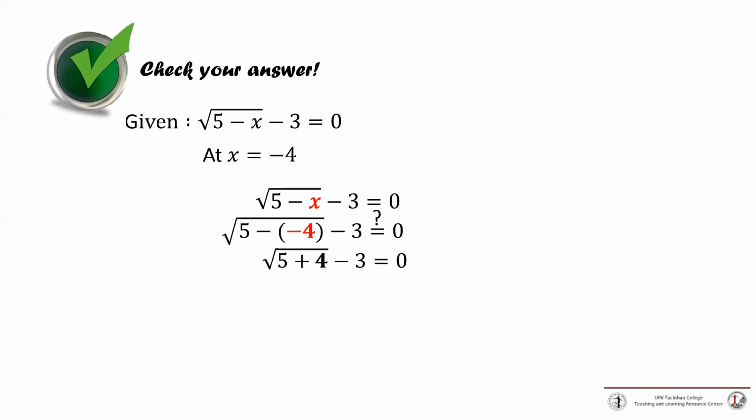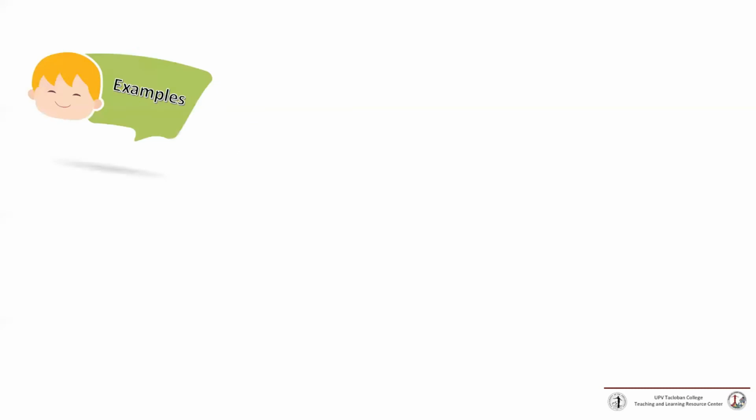So we have the square root of 5 plus 4, minus 3, is equal to 0. And then simplifying that, we have the square root of 9 minus 3 is equal to 0. And the square root of 9, we know that this is 3, so 3 minus 3 is equal to 0. Okay, so therefore we have 0 is equal to 0. So therefore the solution set is negative 4 only.